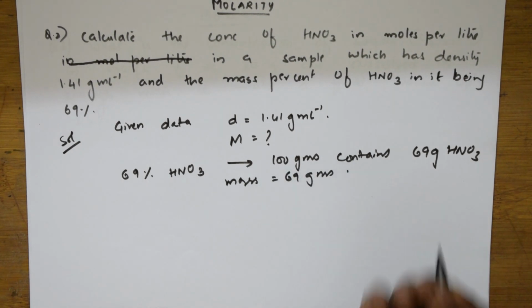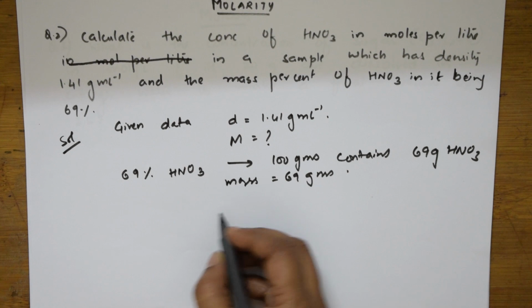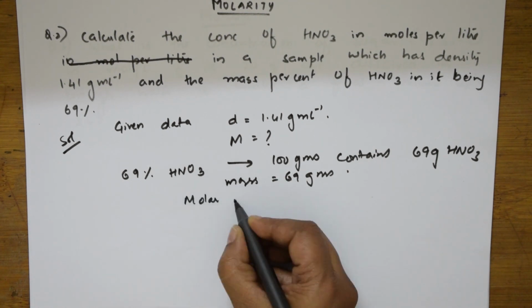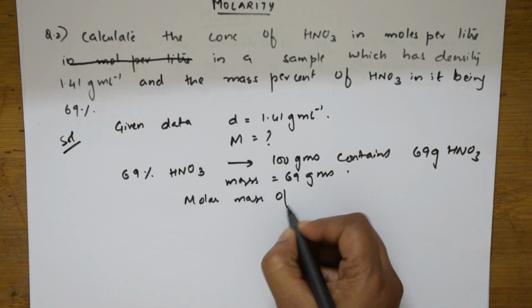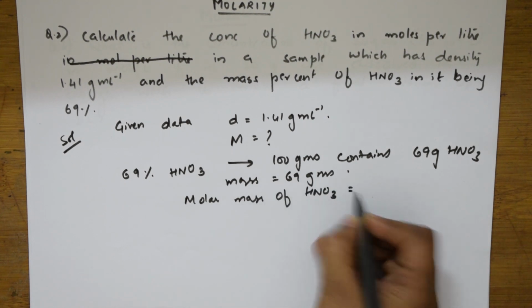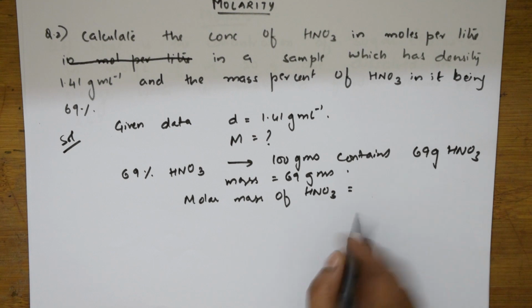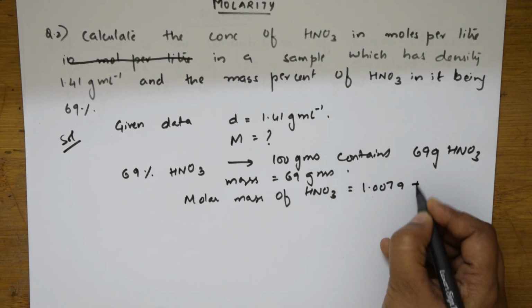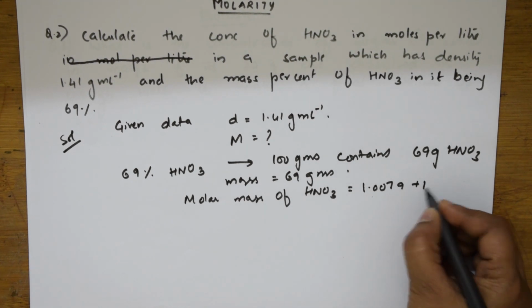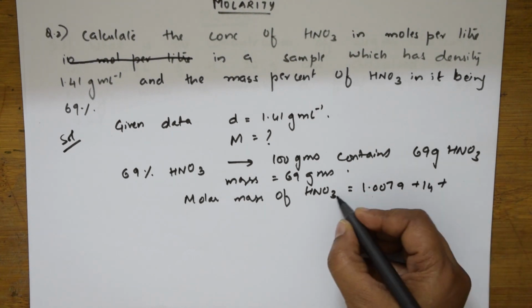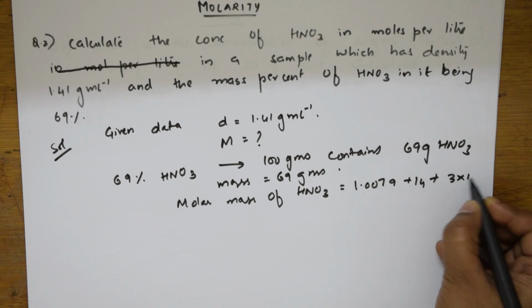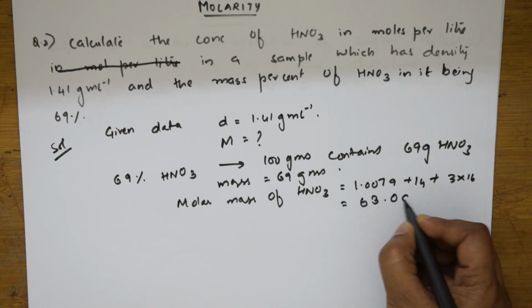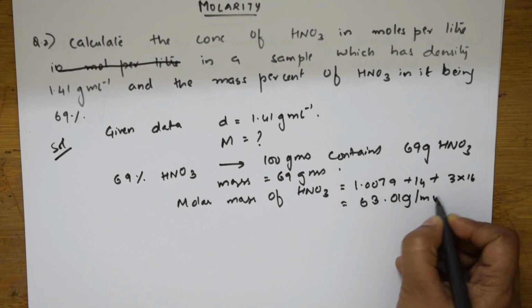Okay, fine. So let us find the molar mass. I need the molar mass because of the molarity formula. So the molar mass of HNO3: how do I calculate this? First, the mass of hydrogen is 1.0079, plus the mass of nitrogen, 14, plus 3 into 16. How much do I get? I come to 63.01 grams per mole. Okay, I got the molar mass.